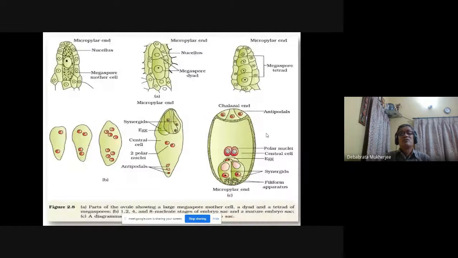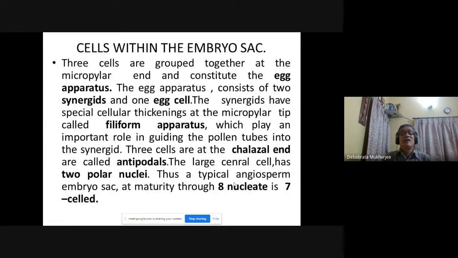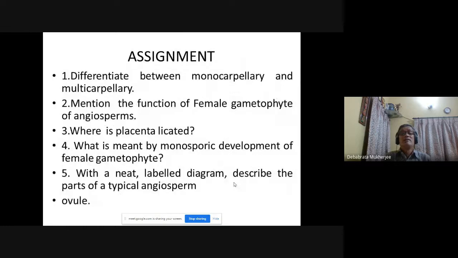So here I am showing you the picture. Here we see the chalazal end. The antipodal cells are there. Central polar nuclei, central cell, egg is there, synergids and the filiform apparatus. So we have talked in detail about the cells within the embryo sac.